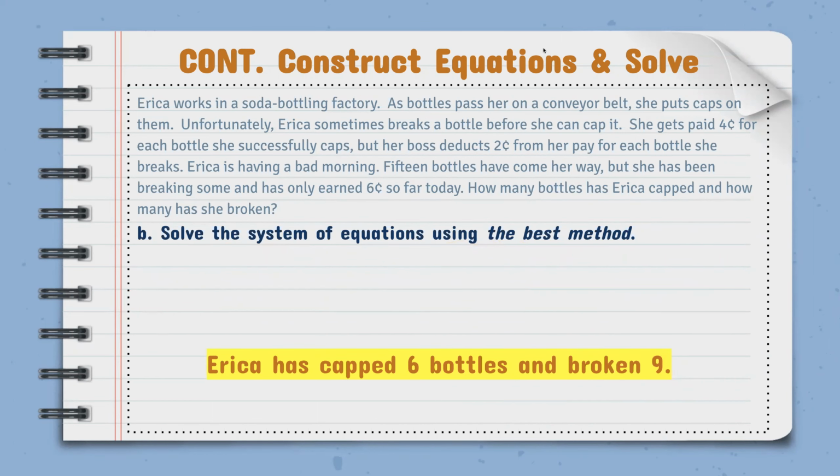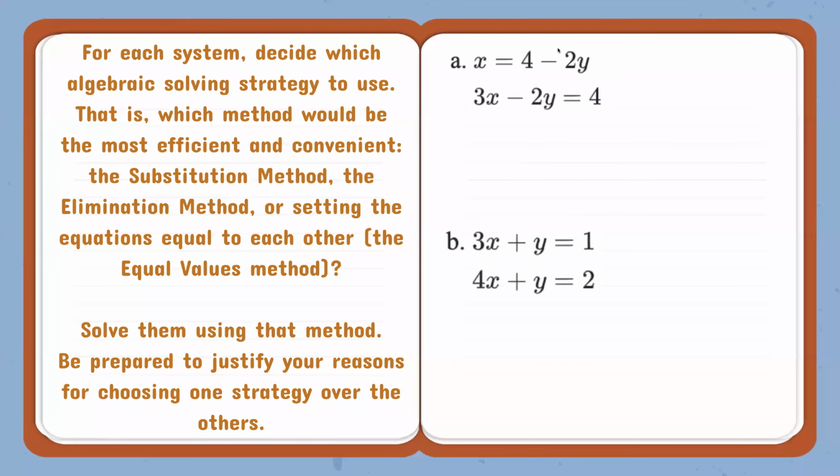Now that we worked through that, let's go ahead and try these simpler equations. So for each of these systems, decide which algebraic solving strategy to use. That is, which method would be the most efficient and convenient? The substitution method, the elimination method, or setting the equations equal to each other, which is the equal values method. And then let's go ahead and solve them. So for this first one, what do we think is the best method?